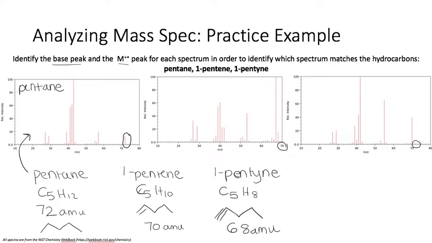Then that means if I compare these last two, I see a peak at 70 here, which is good. Here I don't see a peak past 70, so this must be 1-pentene. Let me get this cleaned up. And then this leaves this at 1-pentyne, which is consistent with the data because I see a peak at 78 here.